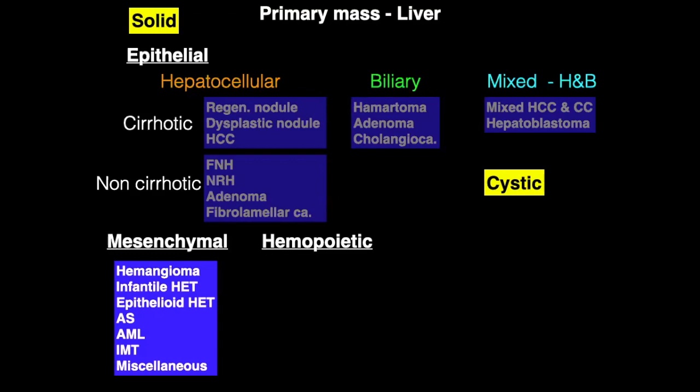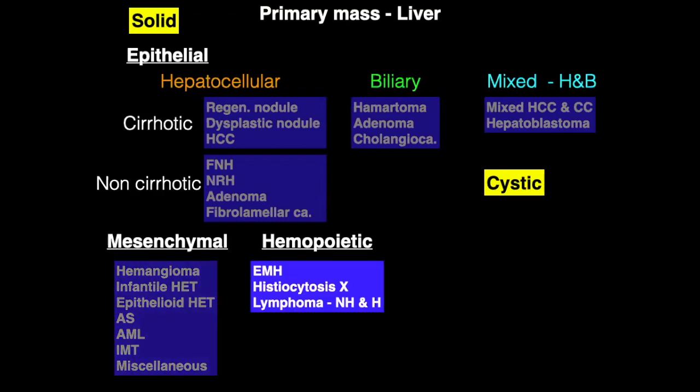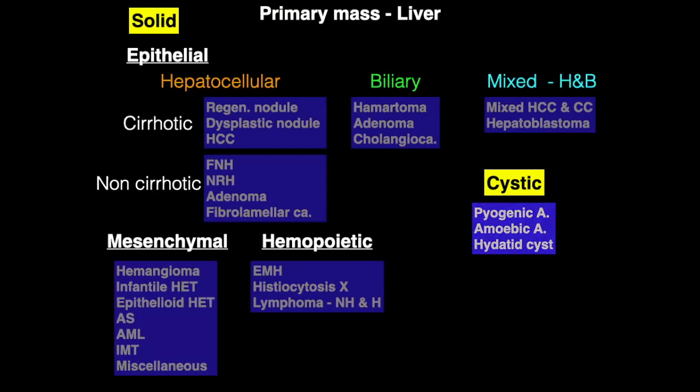PCOMA historically started from ligamentum teres. It's known as ligamentum teres tumor before. Now, in the hematopoietic, we have to think of extramedullary hematopoiesis, histiocytosis X, and lymphoma, which can be non-Hodgkin's and Hodgkin's. Coming to the cystic, inflammatory, non-neoplastic, you have to think first: pyogenic abscess, amoebic abscess, and hydatid cyst.